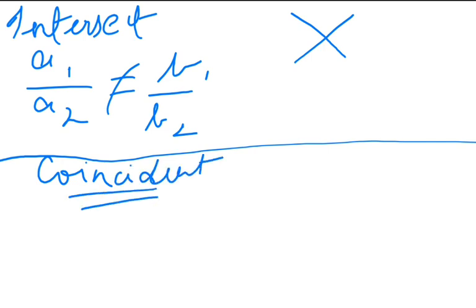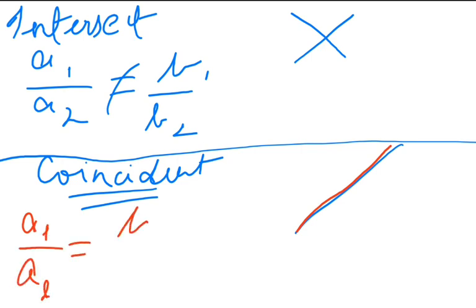Coincident is nothing but, if you draw on a graph, they will be given two equations and those two equations will be the same. That is, two lines pass over each other. That is, one line is here and the second line will be on it, because both the lines pass over each other. So it should satisfy this: a1 by a2 is equal to b1 by b2 equal to c1 by c2.